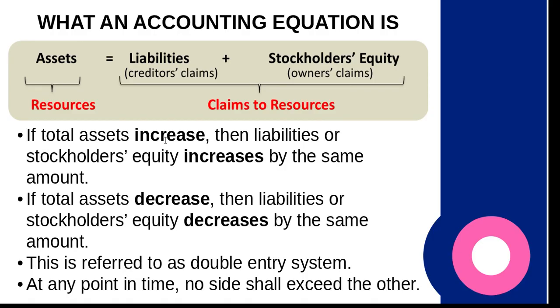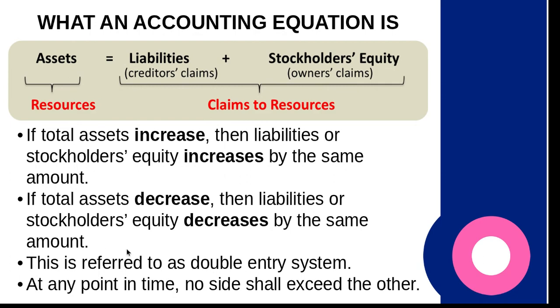So if total asset increases, if you buy another vehicle, maybe you bought the second vehicle for 3 million, your asset base will increase to 5.5 million: 2.5 million plus the 3 million vehicle that you bought. Your stakeholders' fund or your liability, depending on the combination you use to purchase that vehicle, will definitely increase. So the equation must balance at every point in time. Likewise, if the total asset decreases, then the liabilities or the stakeholders' equity too must decrease, so that the equation will balance.